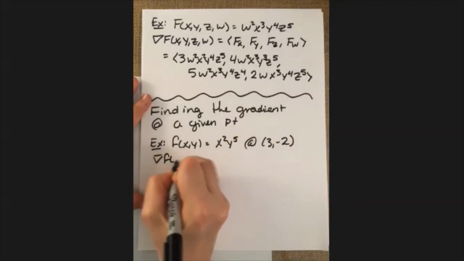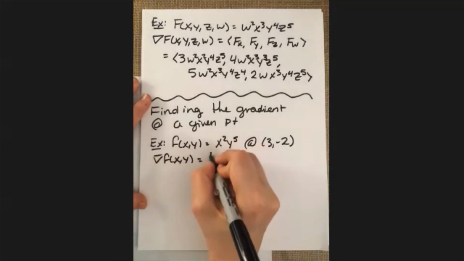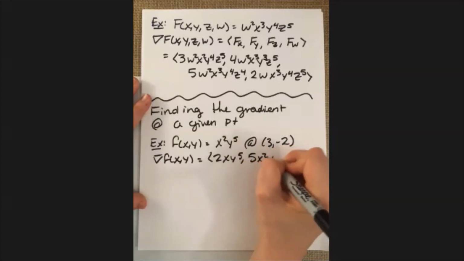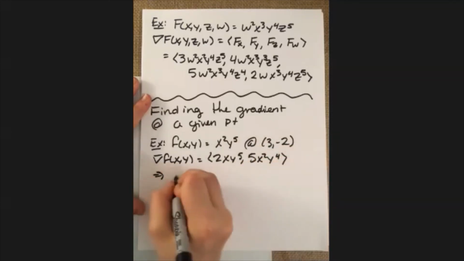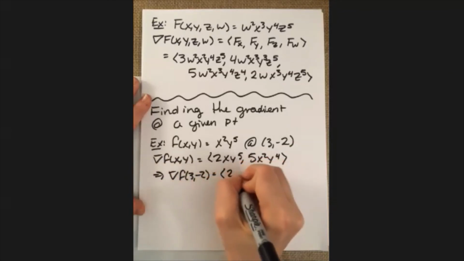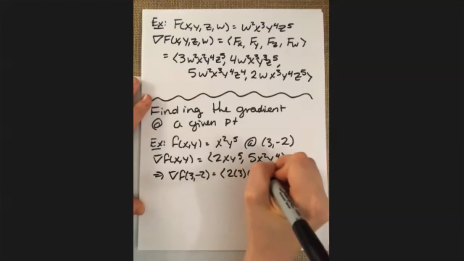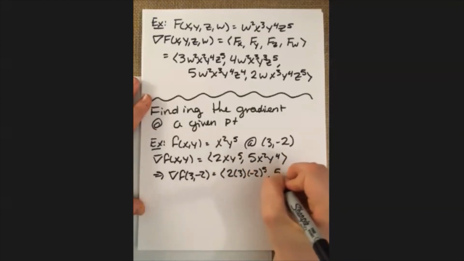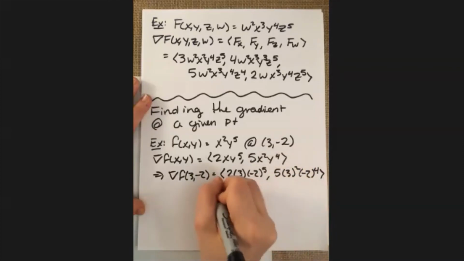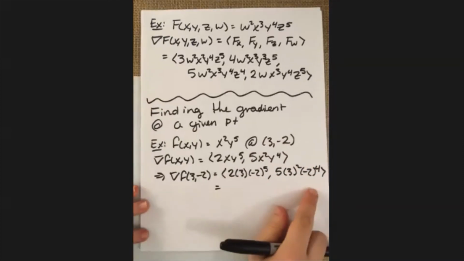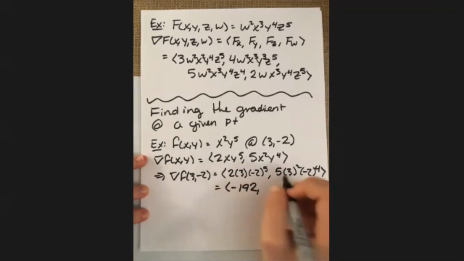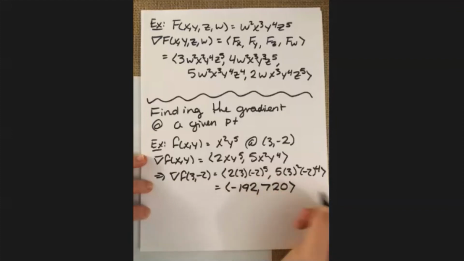Well, we said earlier that our gradient was 2xy to the fifth and 5x squared y to the fourth. All we got to do is plug in (3, -2). So we'll have 2 times 3 times (-2) to the fifth, and then 5 times 3 squared times (-2) to the fourth. So computing both of these components, you're going to wind up with the vector (-192, 720).